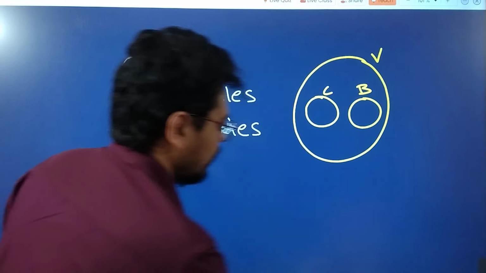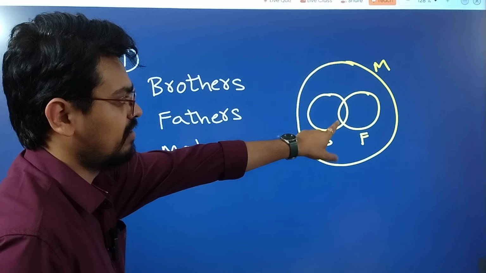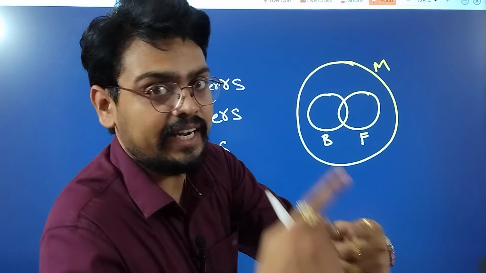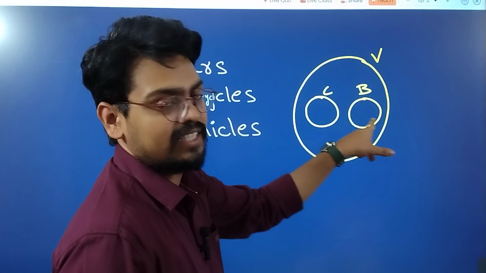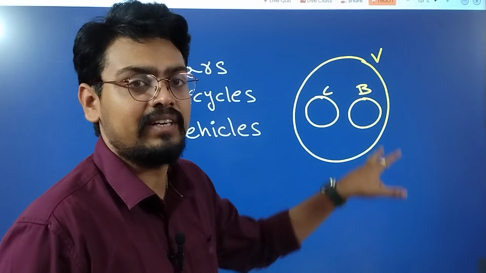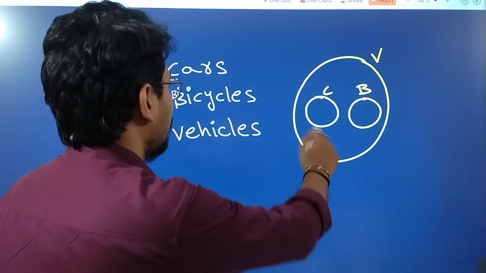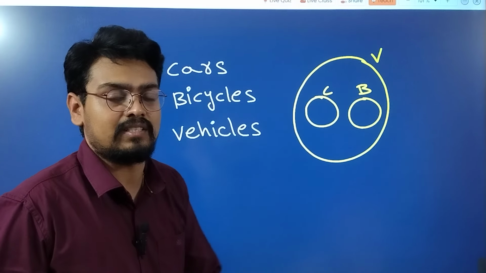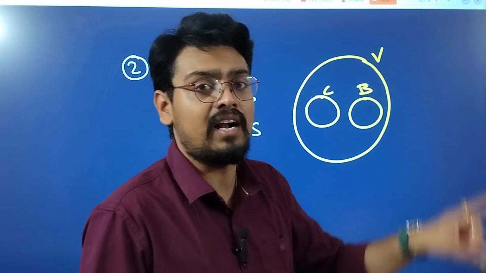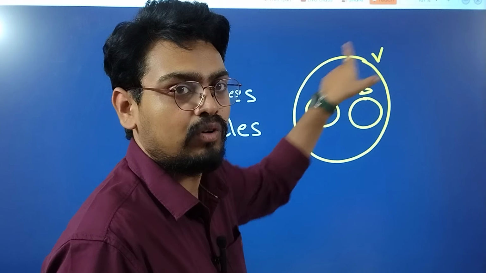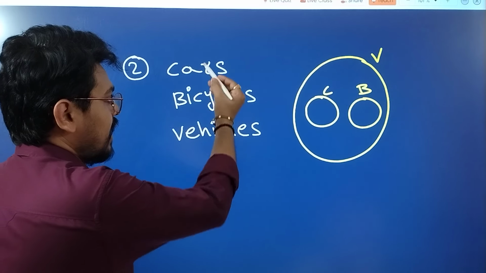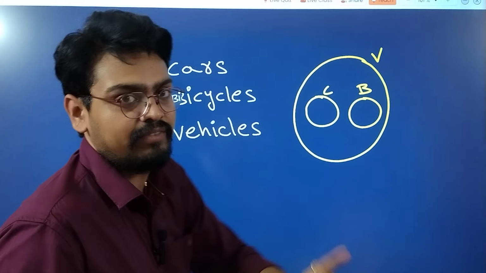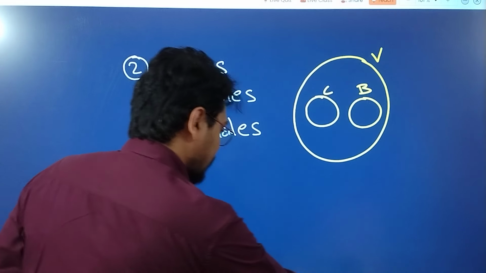Clear? See, the first diagram is different. Both the inner circles were interlinked, attached, merged. But here, the inner circles are separate. There is no interlink between these two. Why? Because there is no relation between cars and bicycles. But these two come under a category called vehicles. That is the outer circle. Hope you understand that each category, each word, we are representing with its own circle.